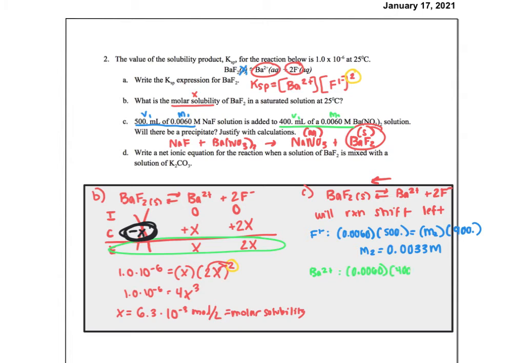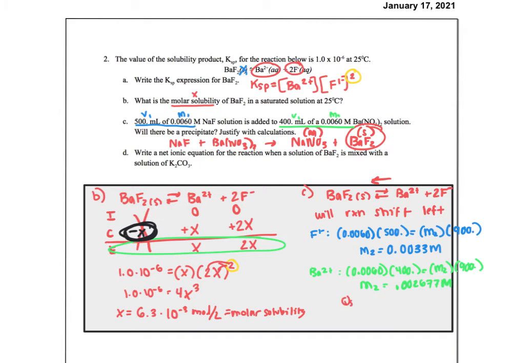I have 400 mL of this, solving for the M2, and we have 900 total. So I get my M2 value as 0.002677 molar. I'll worry about sig figs at the end. So how do I know if a precipitate is going to form?